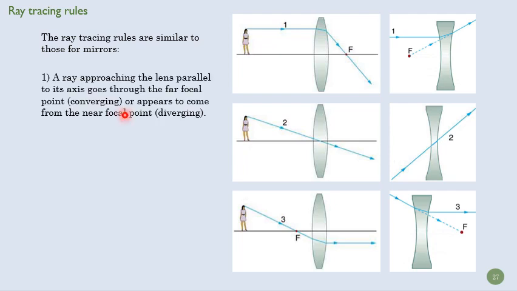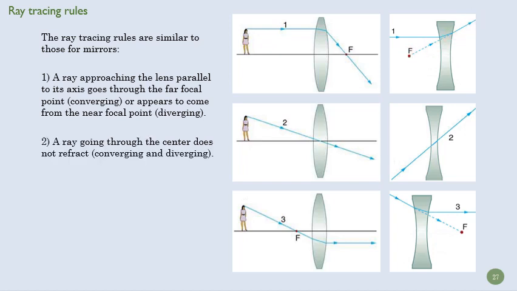So this is that first one. A ray approaching the lens parallel to the axis, like number 1 here, goes through the far focal point, or appears to come from the near focal point, right? So in this case our ray is coming in like this, it appears to come from that focal point.